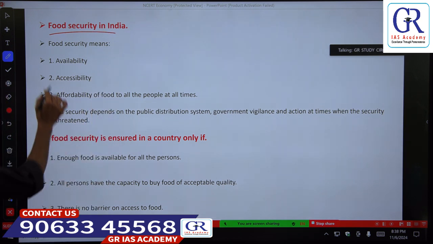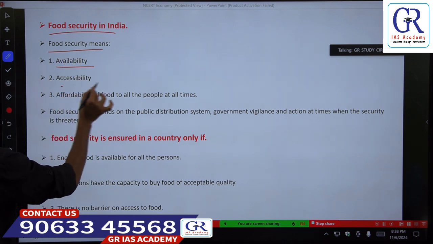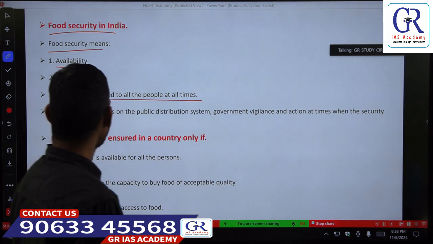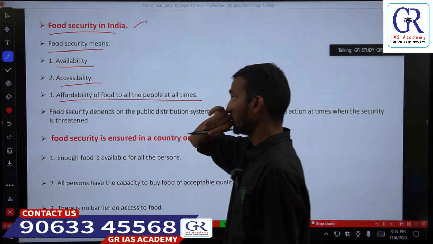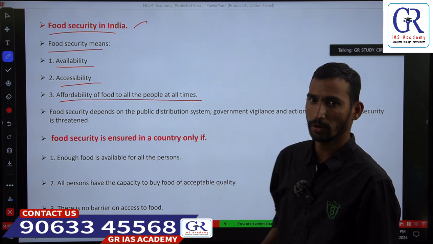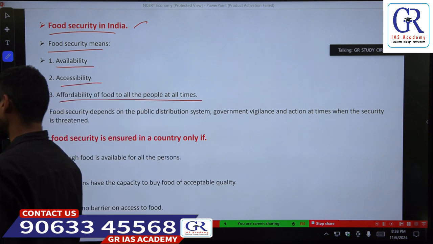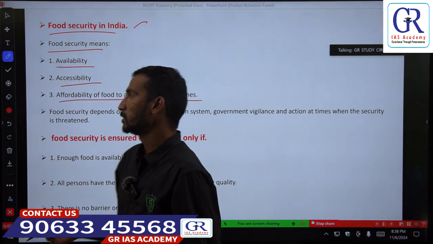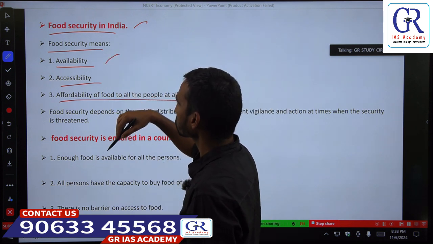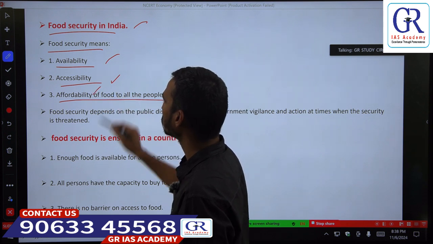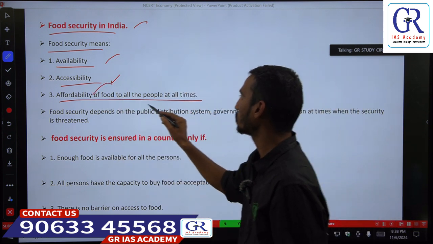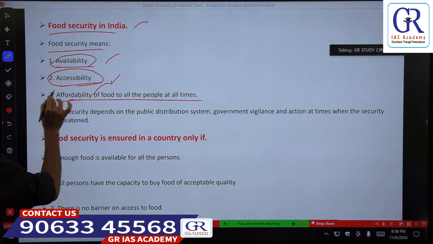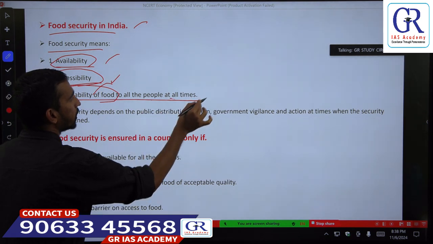So what is food security? Food security means the availability, accessibility and affordability of food to all the people at all times. Even in the worst times, whatever the time it might be, if all the people are able to get the food, if they have access and if they can afford the food, that means if they are able to buy the food, then it is called food security.